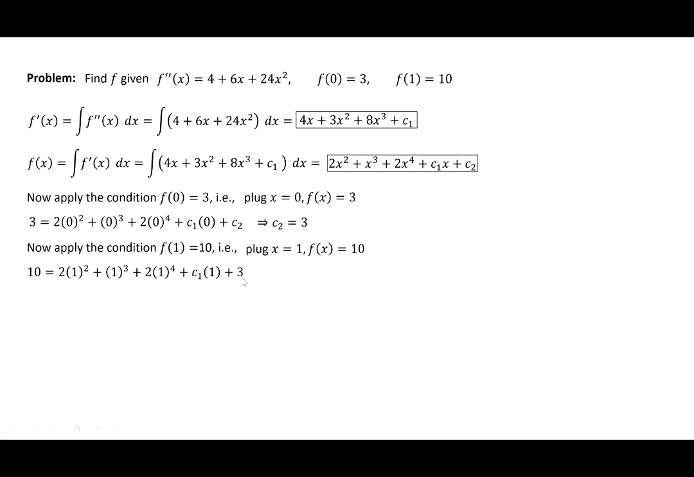But notice we already know the c2, so I made sure that I plugged in that c2's value here. And for x I plugged in 1 and for f of x plugged in 10. That's on the left hand side. And when you simplify this, you end up getting c1 to be 2. 2 plus 1 is 3, 3 plus 2 is 5, 5 plus 3 is 8. So 10 minus 8 is 2, so c1 equals 2. Cool. You might have a problem like this. And so f of x now is completely known. There are no arbitrary constants in it.